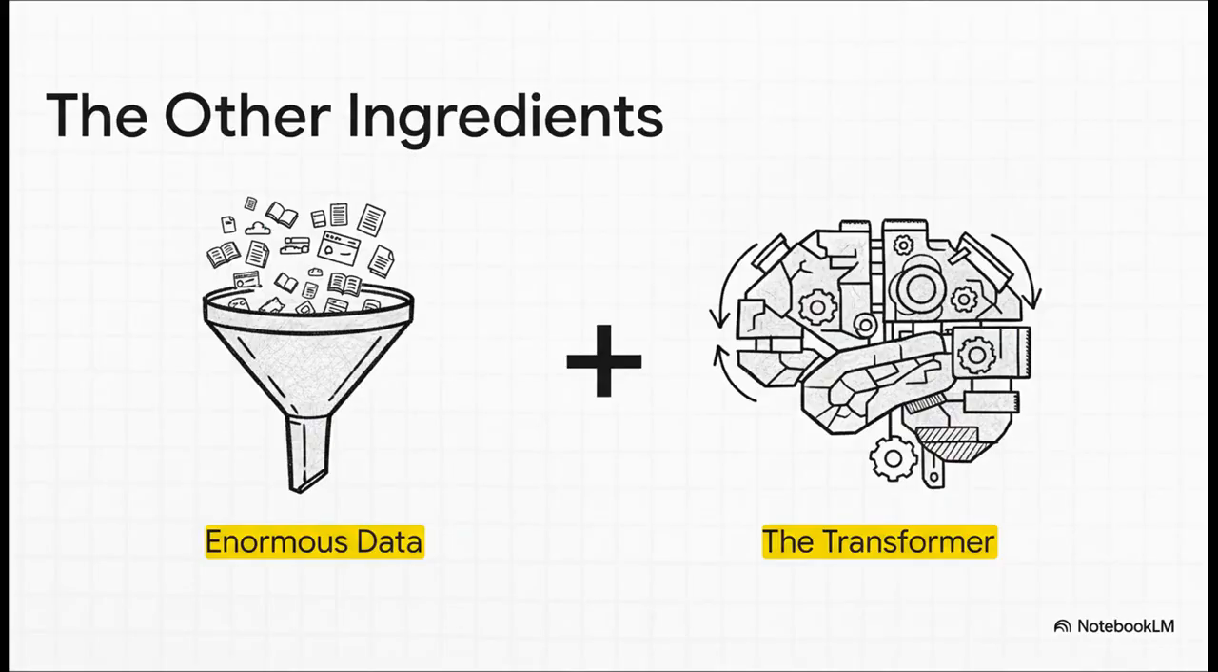But of course, just having a ton of knobs isn't enough. You need two other things. First, you need an enormous amount of data to learn from. We're talking trillions of words from books, websites, pretty much a huge chunk of the internet. And second, you need a brilliant blueprint. That's the transformer architecture, and it is the absolute game changer that lets these models actually understand context.